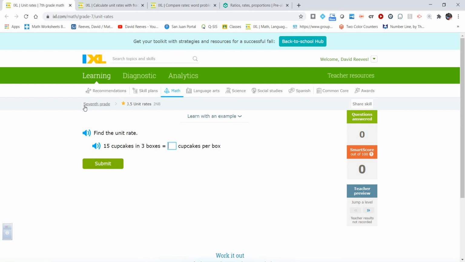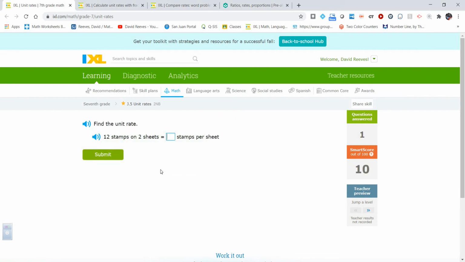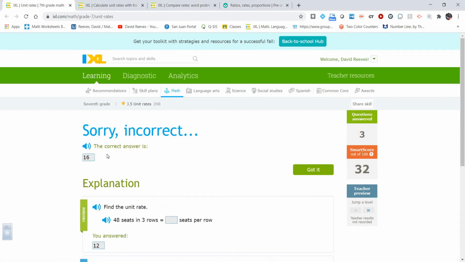15 cupcakes in 3 boxes. How many cupcakes per box? So we need to do 15 divided by 3 and get 5, correct? There we go, 5. That's better. 12 stamps in 2 sheets. Well, 12 divided by 2 is 6. See how easy that is? Let's try skipping up to the next level. All right, 48 seats in 3 rows. Well, how many seats in 1 row? We simply divide. 48 divided by 3 is 12.